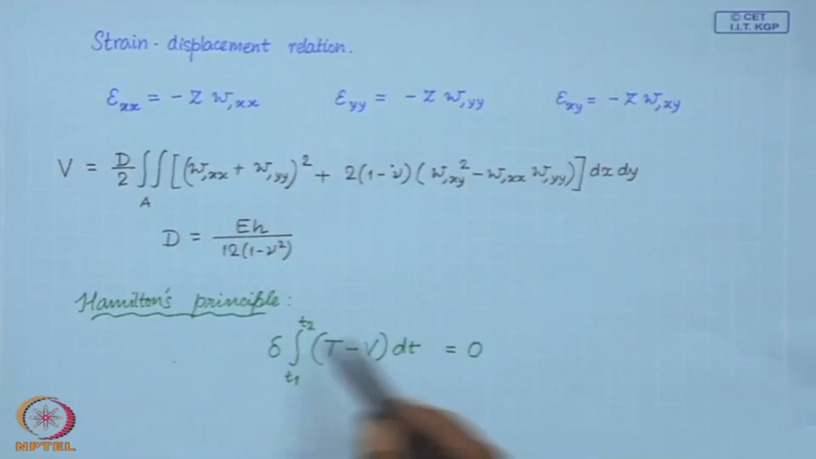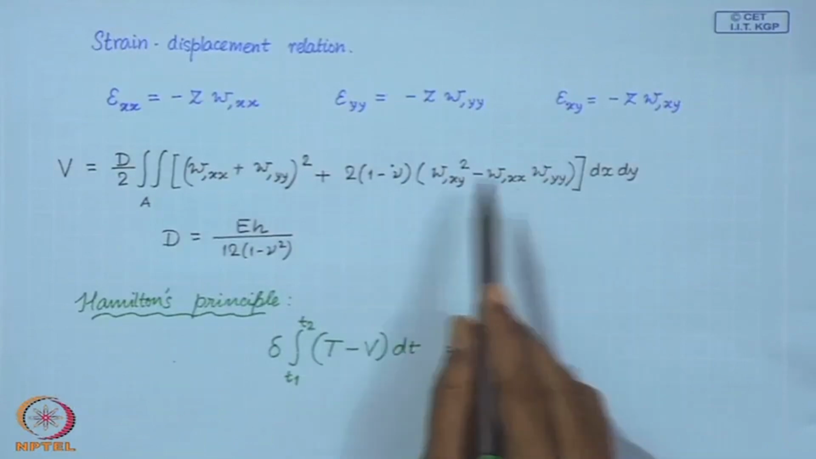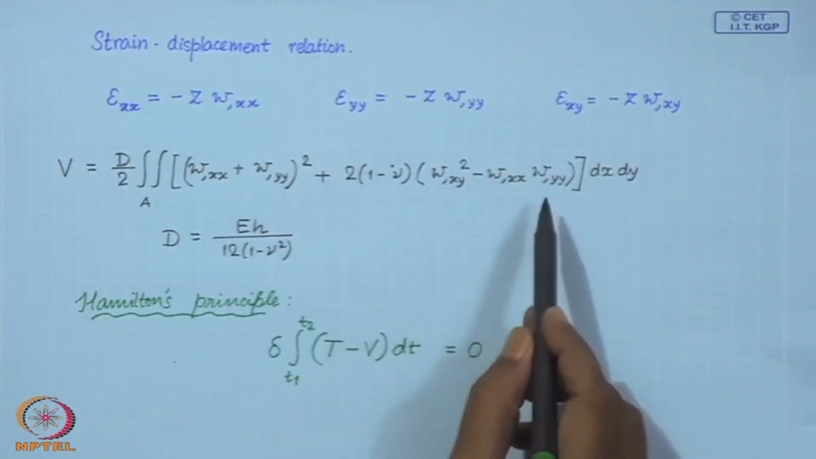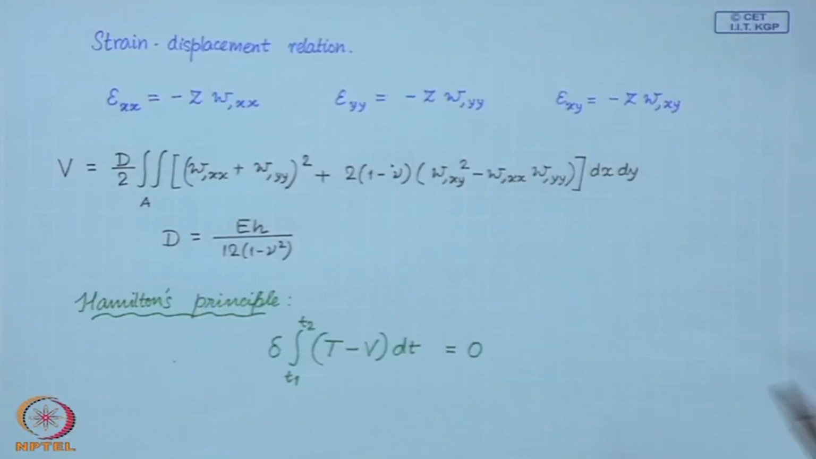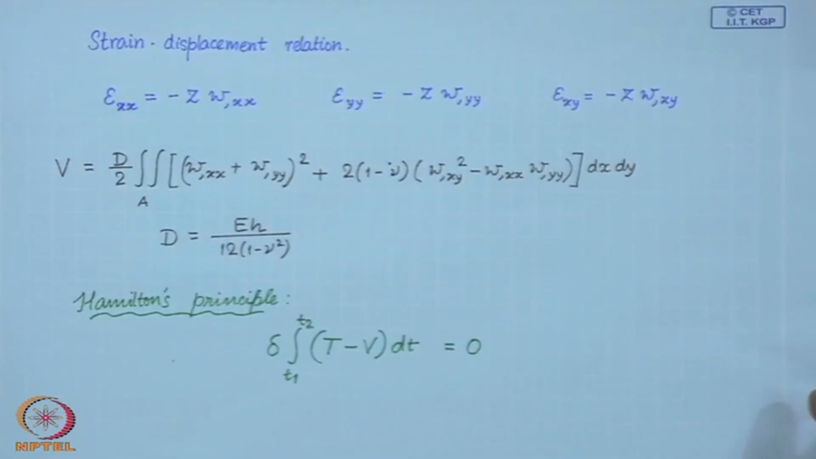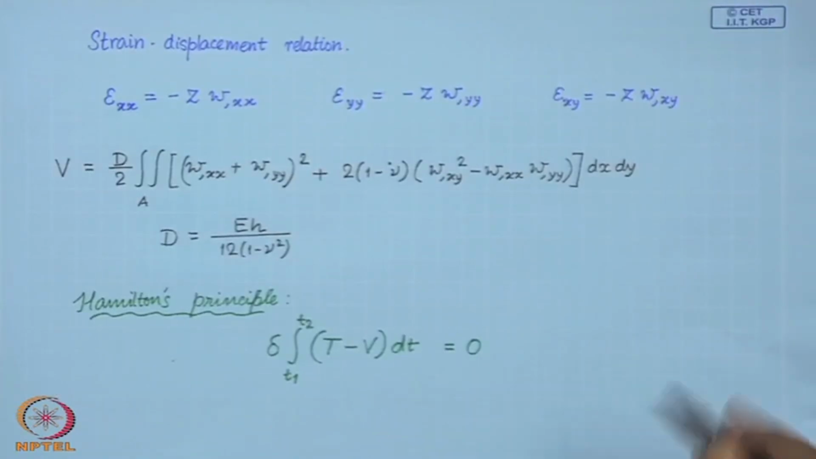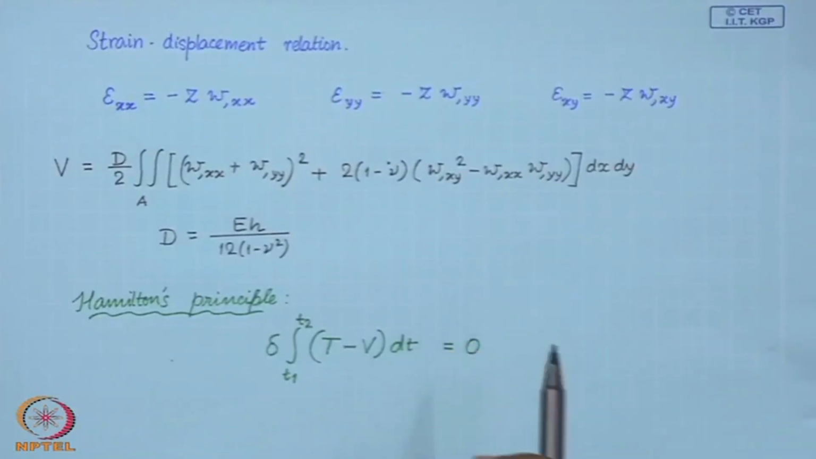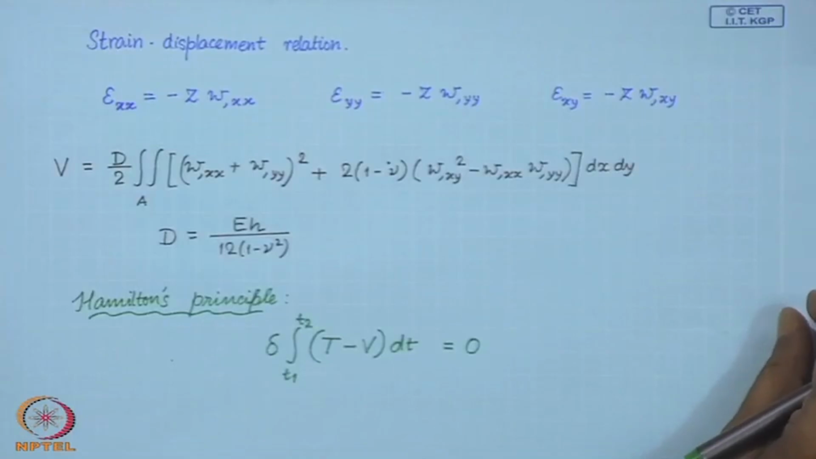So, this will closely follow that of the membrane, only the terms are more complicated here, and because of that the procedure is straightforward, but cumbersome. One can derive the equation of motion, and the boundary conditions are also obtained along with this. So, that is the advantage of using the variational formulation.